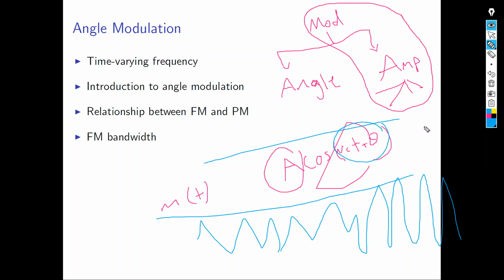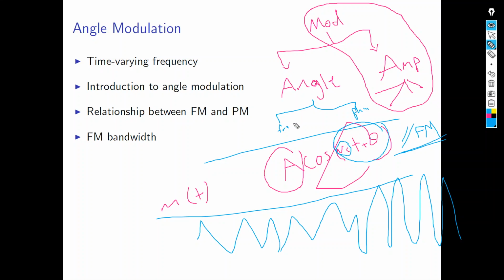Give me an example of this. FM, for example: the radio you listen to in your car or at home sometimes is using frequency modulation. So angle modulation can be frequency modulation, which is this part, omega_c, or phase modulation, which is this part, theta.